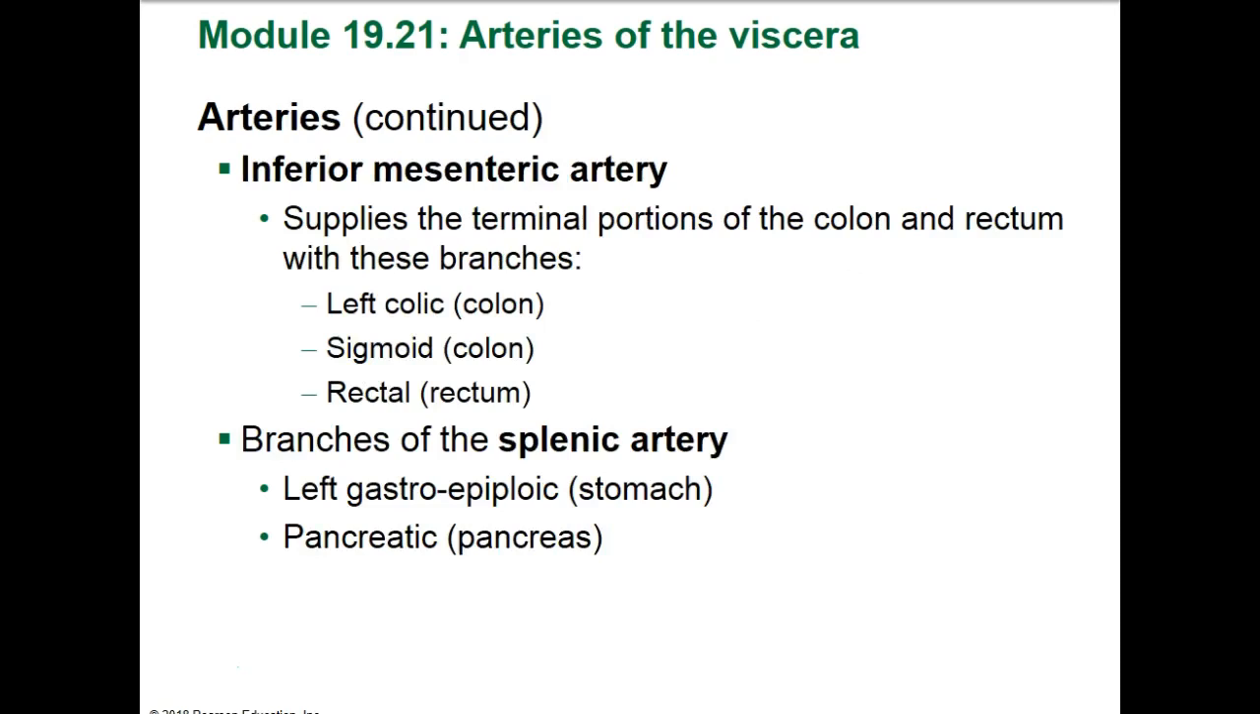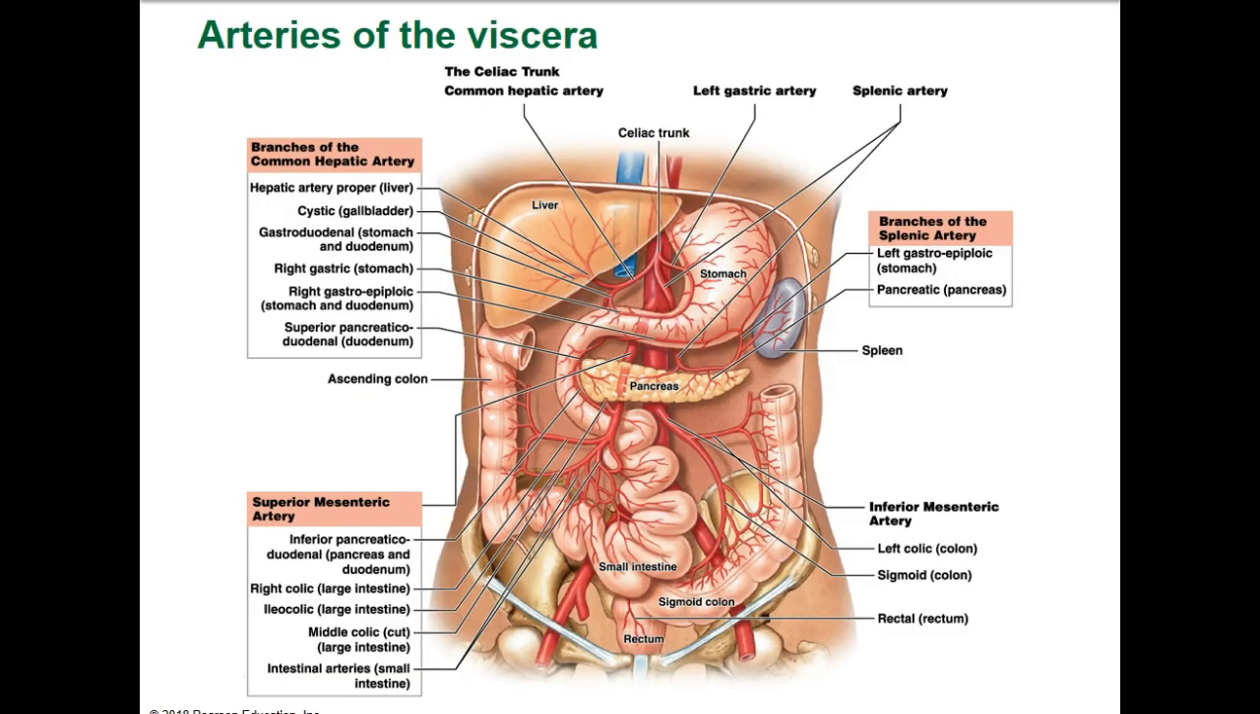The inferior mesenteric artery supplies the terminal portions of the colon and rectum and has 3 branches. The left colic for the colon, sigmoid, again colon, the rectal for the rectum. And then we have branches of the splenic artery, which include the left gastroepiploic for the stomach and the pancreatic, which is the pancreas. And all of those are shown there.